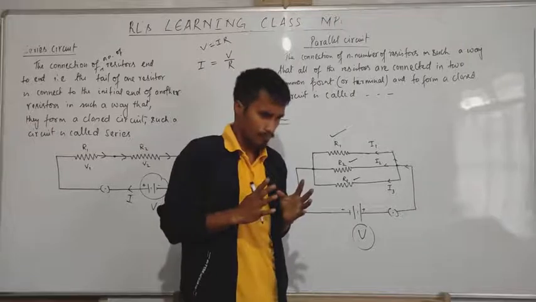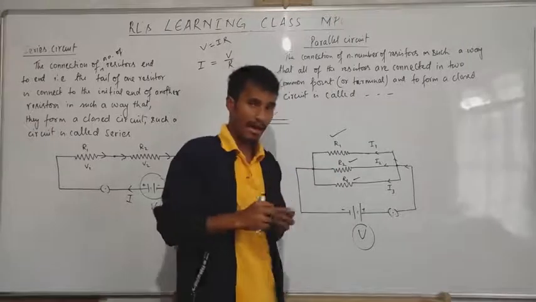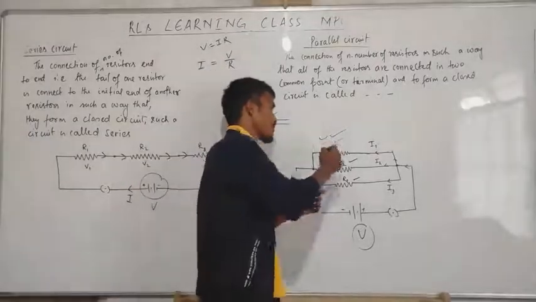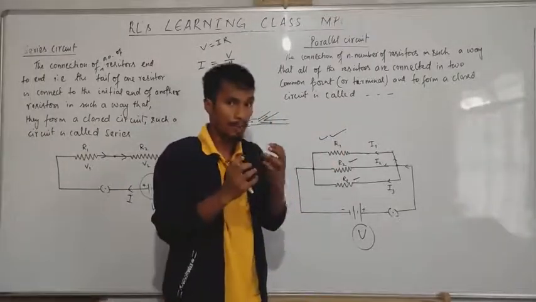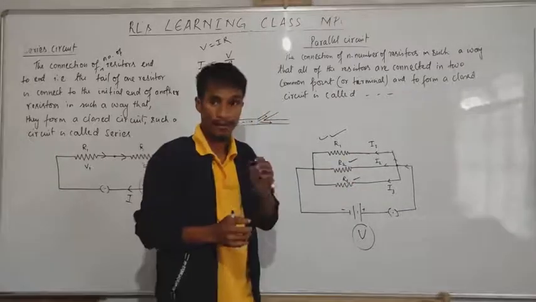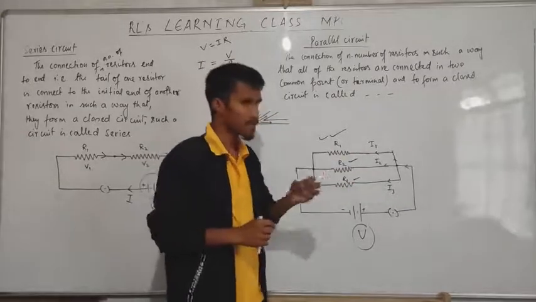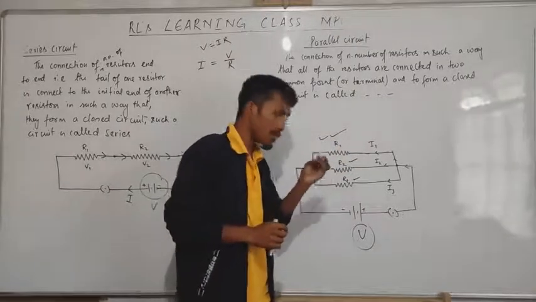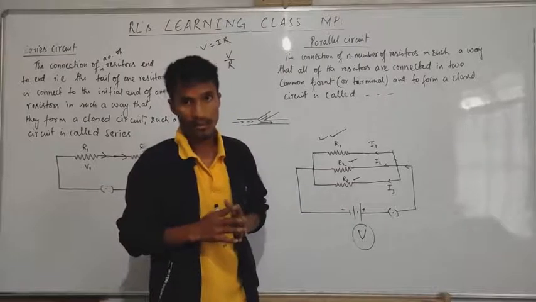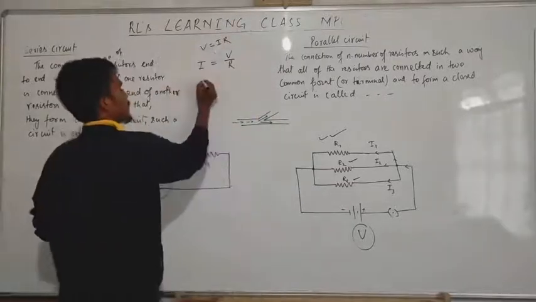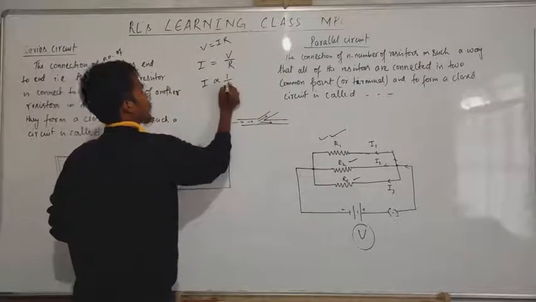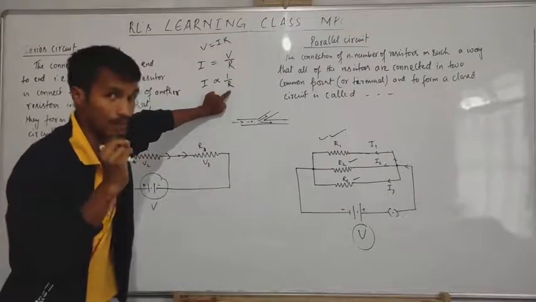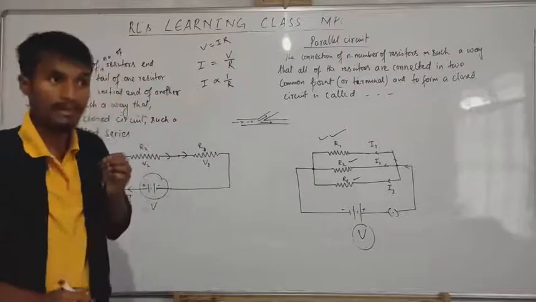Okay. And how much they divide for R1, how much for R2, how much for R3, depends on the resistance. If the resistance R1 is more, then the current will flow here very little. Remember that. If the resistance is more, the current flow will be less. If the resistance is small, then the current flow is large. So we get I is inversely proportional to R. If the value of resistance is more, then the current flow will be less.